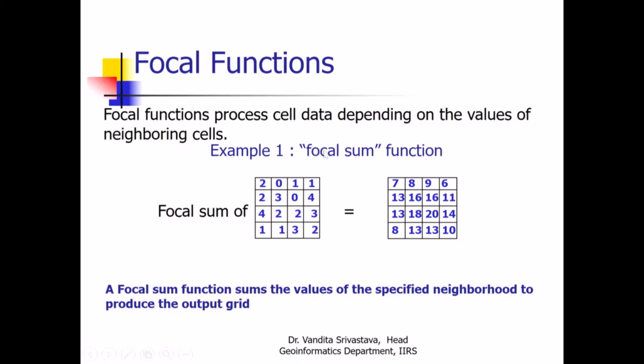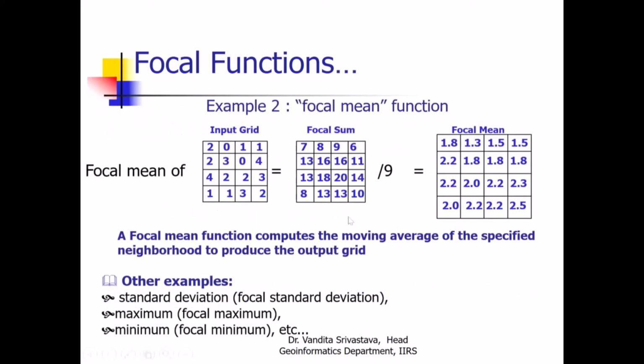That is why it is called focal sum, the sum of all the points in the foci of points. So that is 4 plus 4 plus 4 plus 4, that is 16. So you get, similarly, other cell values are calculated. So a focal sum function sums the values of the specified neighborhood to produce the output grid. Instead of focal sum, you can calculate focal mean, focal standard deviation, focal maximum, focal minimum, and this slide shows how focal mean is calculated.